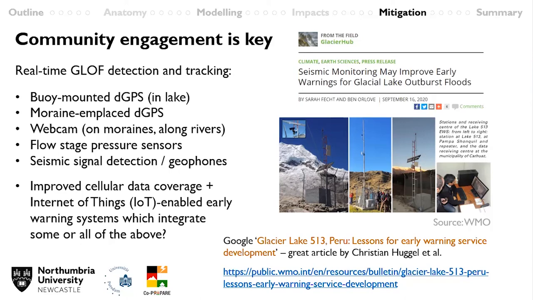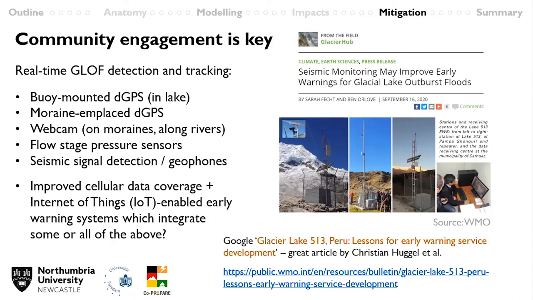These tools might range from things like buoy-mounted DGPSs in lakes to track lake level and see how that might change rapidly. So if lake level drops, we can send signals from a DGPS system in the lake to trigger an alert. Similarly, we can have DGPSs placed on moraines. These have long-term implications as well and can be useful for looking at moraine degradation alongside DEM differencing. These can be supplemented again by webcams.